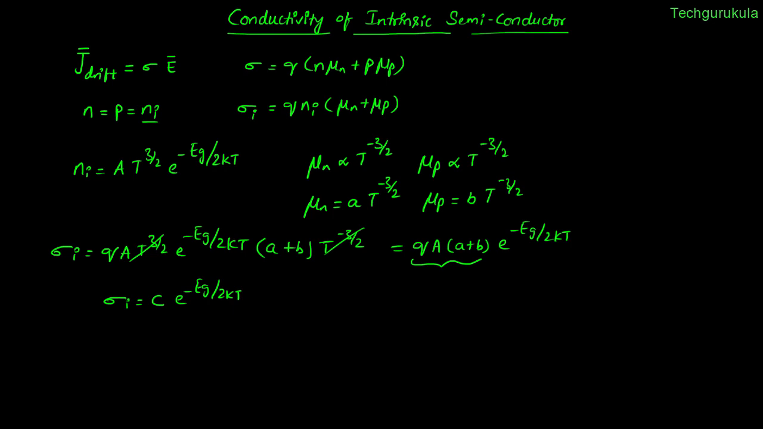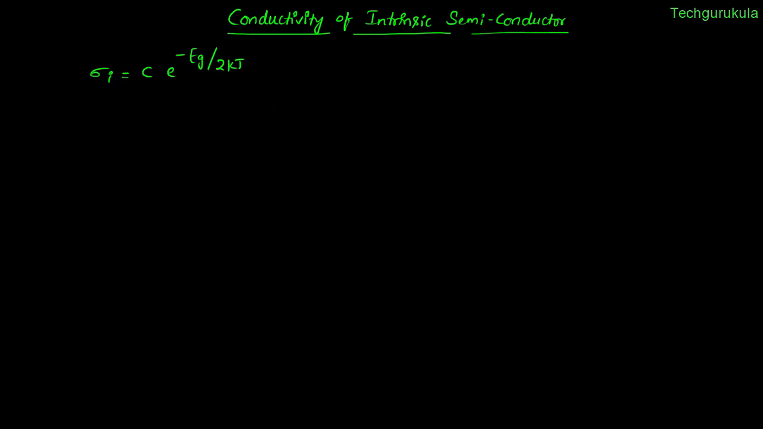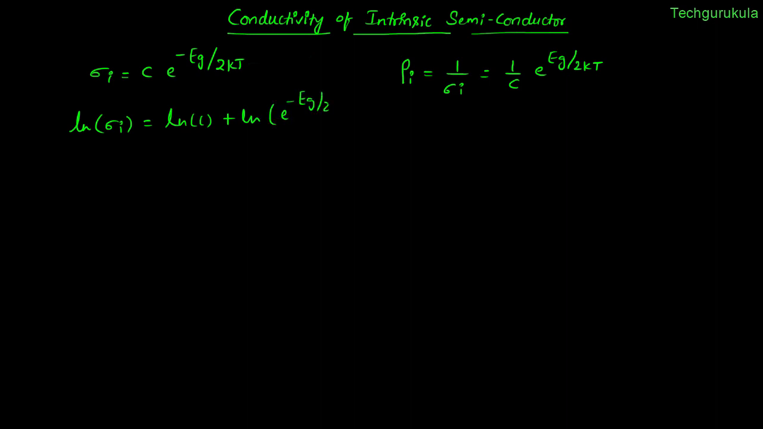So if you observe this equation, it is exponentially related to temperature. So let me take this as the starting point, where intrinsic semiconductor's conductivity is given by a constant C times e power minus Eg over 2kT. And similarly, we can write the resistivity of intrinsic semiconductor, which is nothing but 1 over sigma i, which can be written here as 1 over C times e power Eg over 2kT. Let us take ln on both sides, where I'm taking ln of sigma i is equal to ln of C plus ln of e power minus Eg over 2kT.